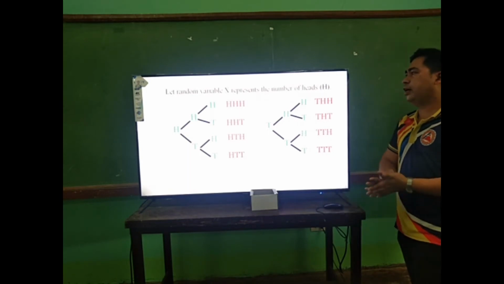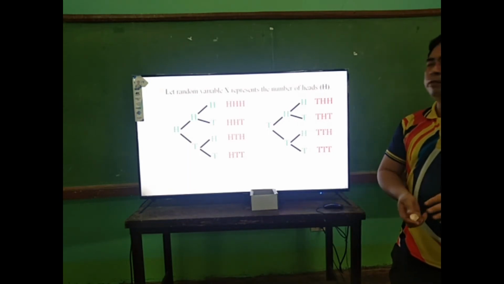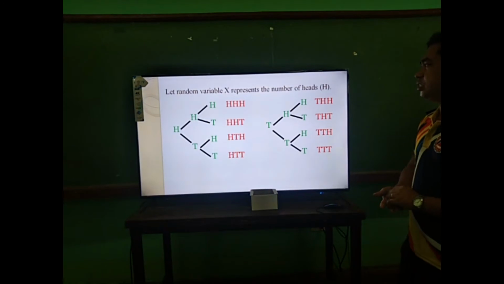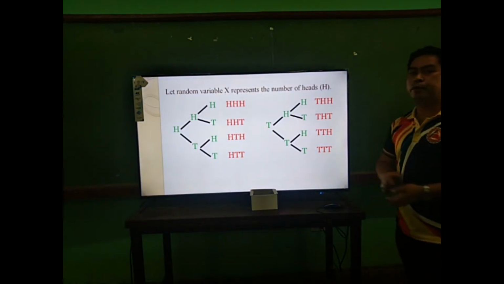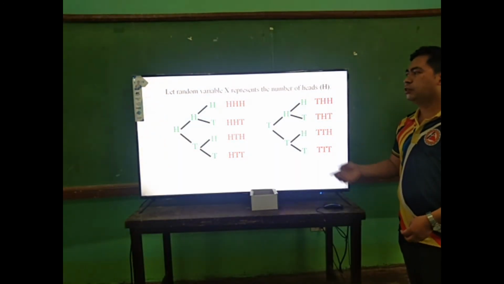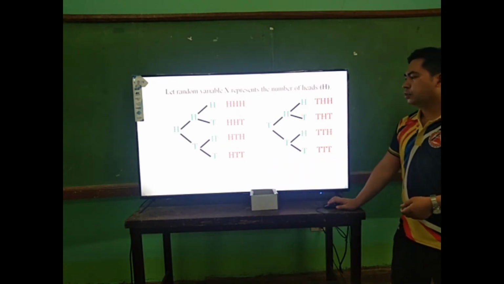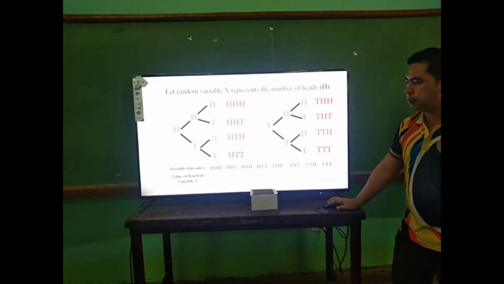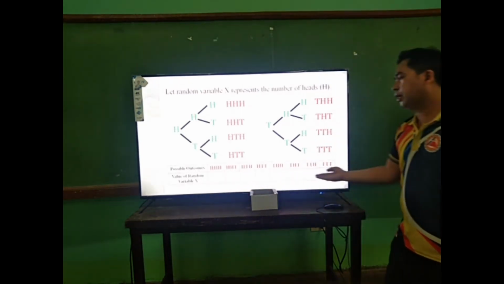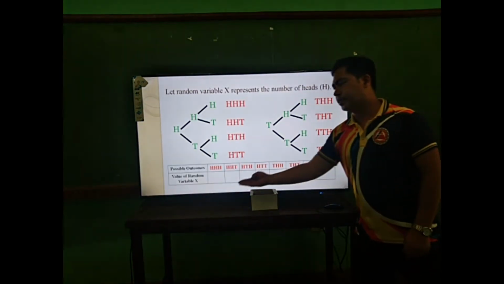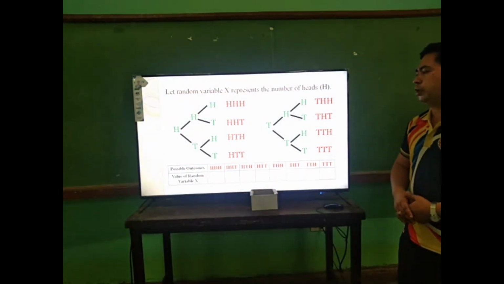I hope you are familiar with this strategy. So let us now define a random variable. Suppose a random variable is x. Let us represent this with the number of heads, or H. So all you have to do is count the letter H in the given outcome. Here, I have a table. In the first row, we have the possible outcomes. Then we are going to assign the value for this random variable x.